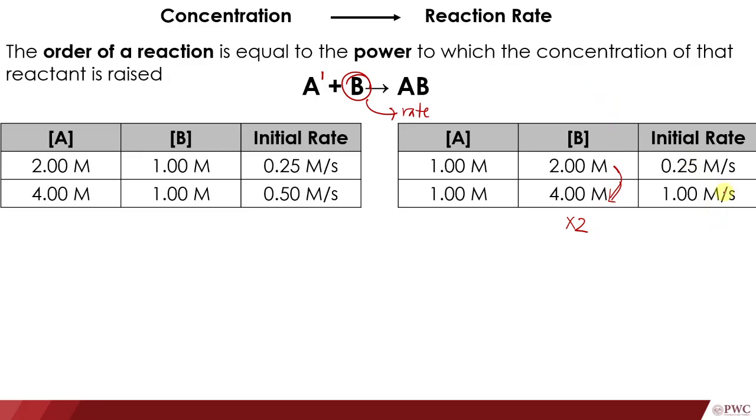Let's see the impact of this to the rate of the reaction. That's from 0.25 to 1 molar. That's equal to 4. So let's determine the order of the reaction. So here again, the change in the concentration of B is 2. It will be raised to some power x. That's equal to the change in rate, which is equal to 4. So in this case, if 2 to the power of x is 4, what is x? X is obviously equal to 2.